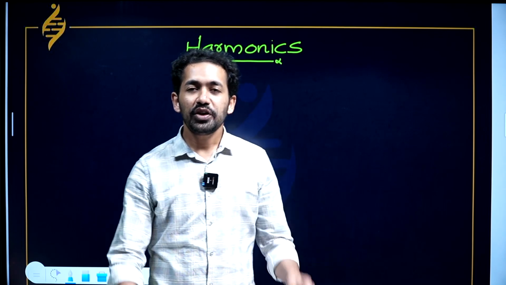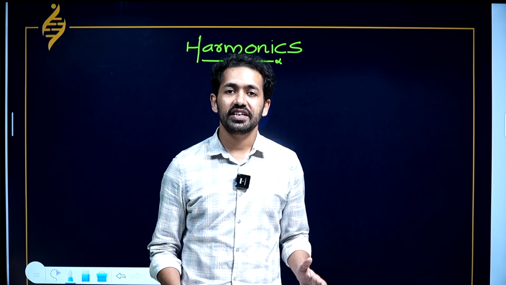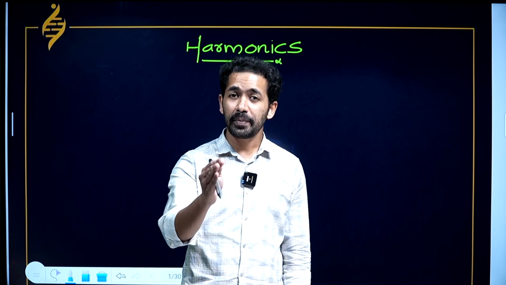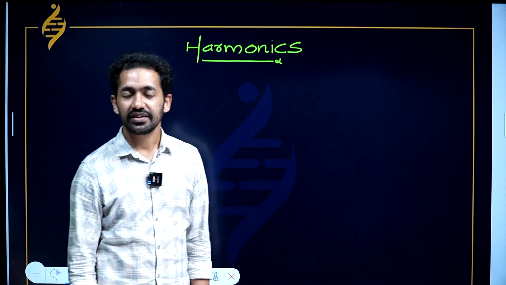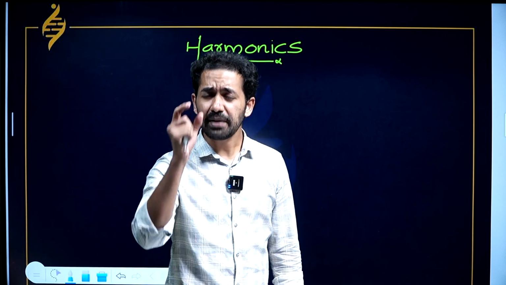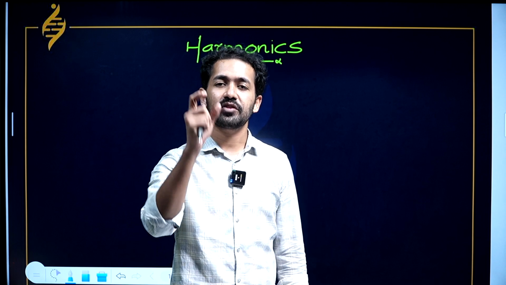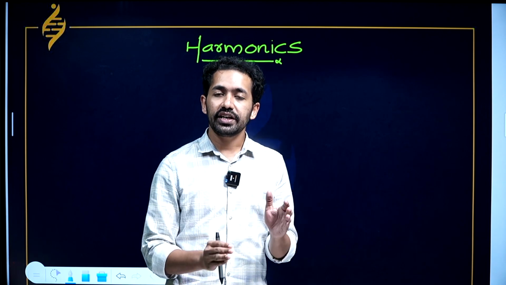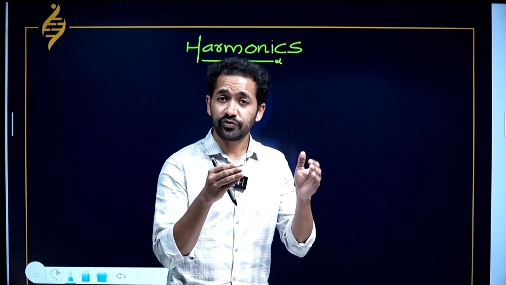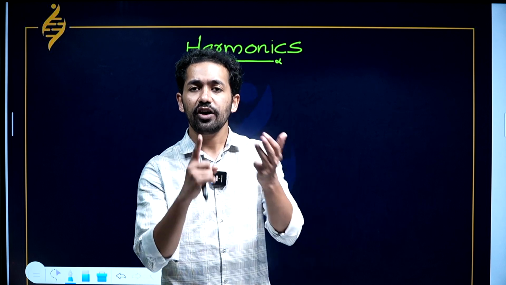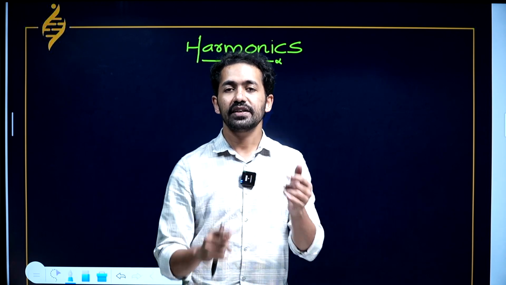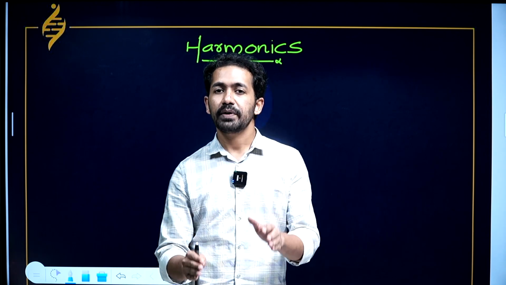Hi all. So today we are going to discuss a very important section from the chapter waves, and that topic is harmonics. It is a very important, very high yield section from this chapter, right? So we know that there are three main instruments which we deal with in this chapter: an open pipe, a closed pipe and a string.